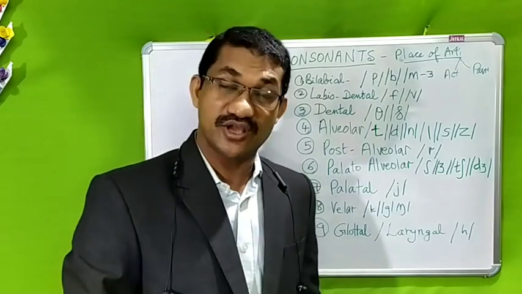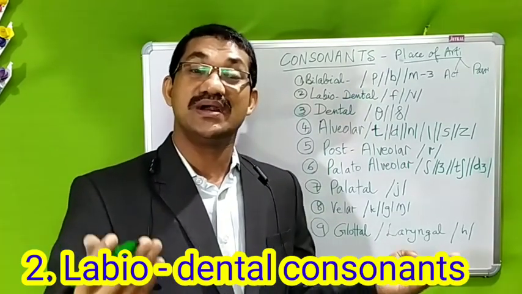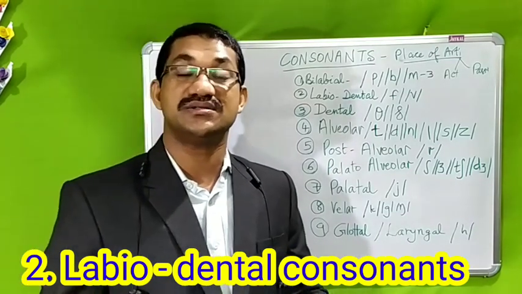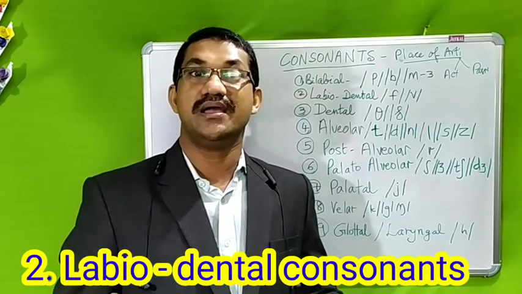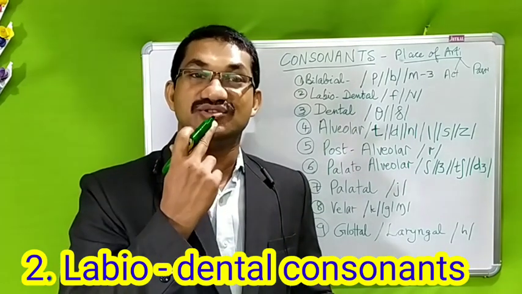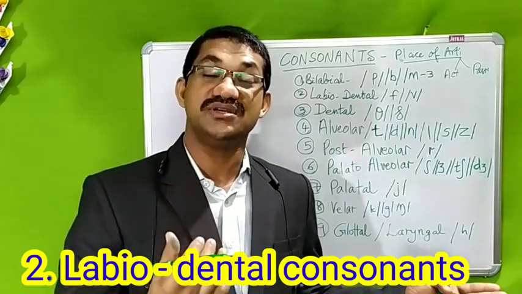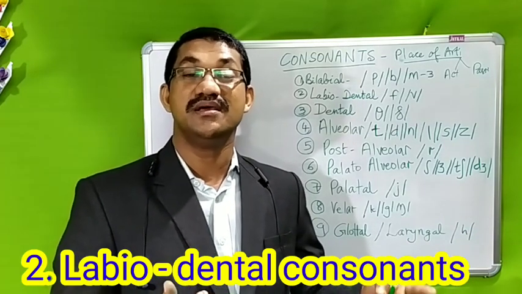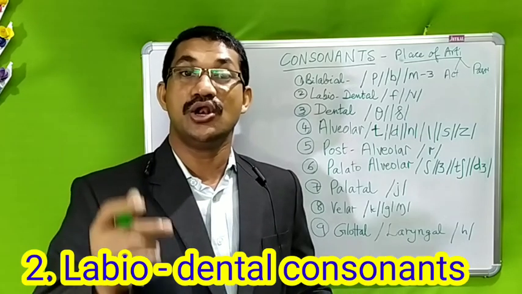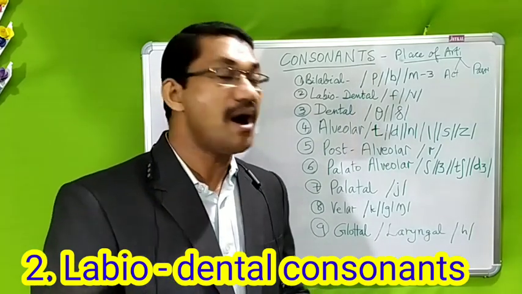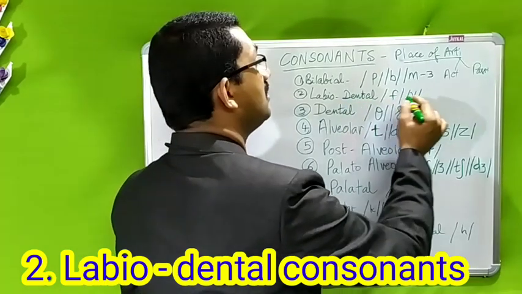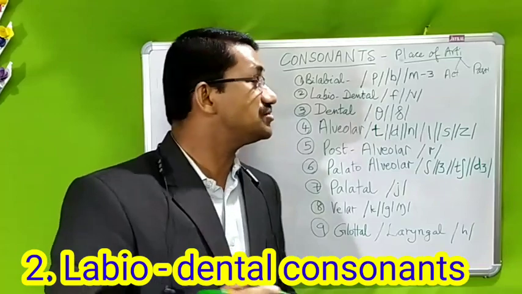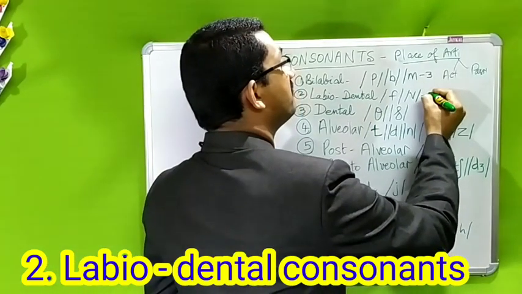Now we look at the second category, labiodental consonants. Labiodental consonants, easy again to understand. Labio is the lip, dental the teeth, and labiodental consonants are consonants in the articulation of which the lower lip is against the upper teeth.